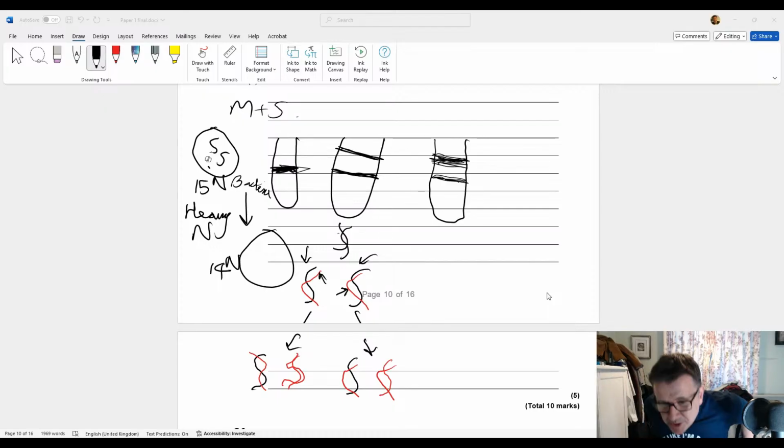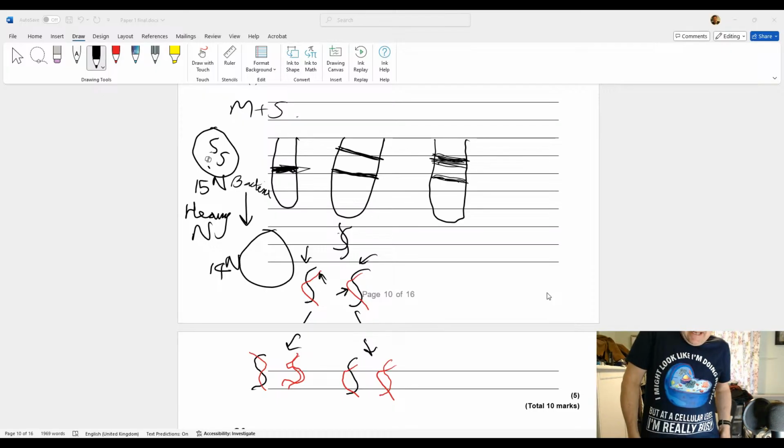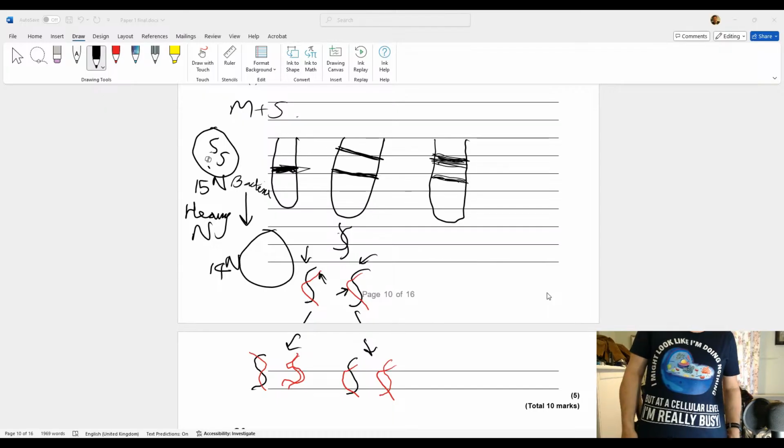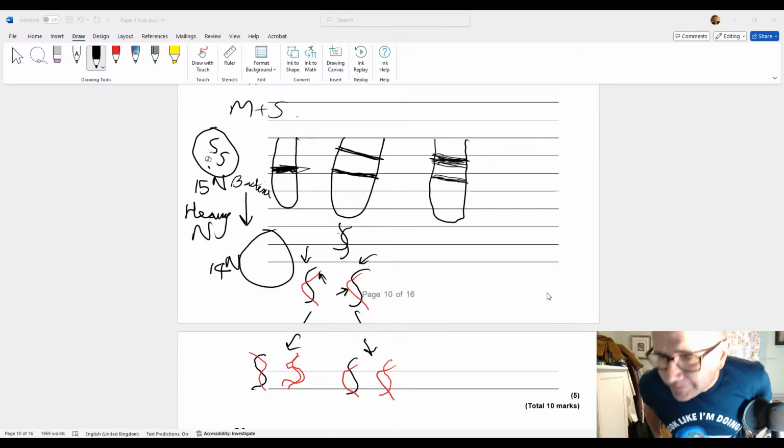Oh, I wanted to show you my t-shirt. Look. I might look like I'm doing nothing, but at a cellular level, I'm really busy. Do you like my t-shirt? It's cool. Anyway.